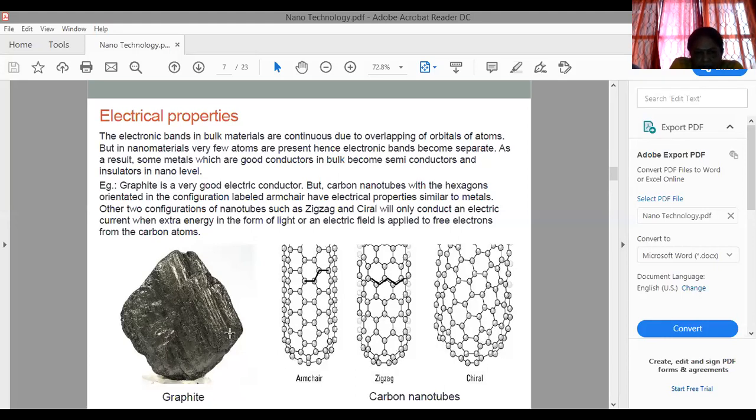All of us know how a material which is a conductor, what about their band structure? Band structure is nothing but the outermost orbitals overlapping with each other. So in a conductor, there is no band gap. In a semiconductor, there is a band gap. And in an insulator, the band gap is very large. All of you know this.